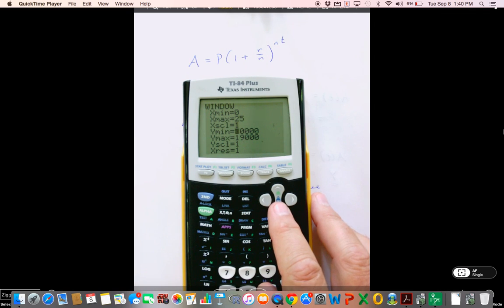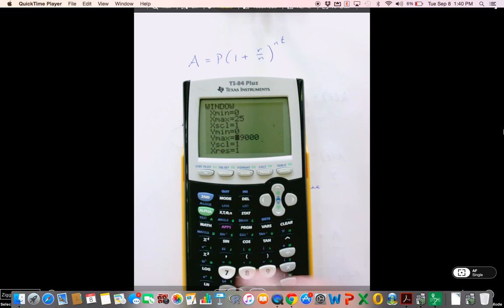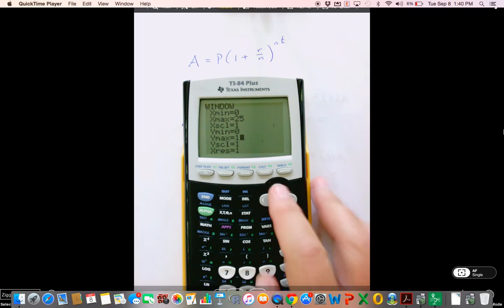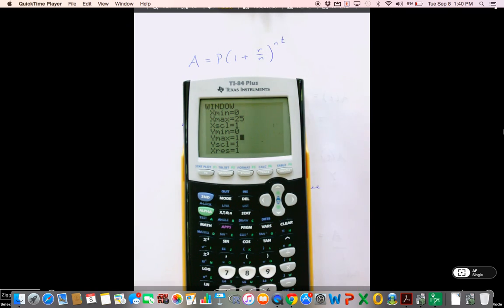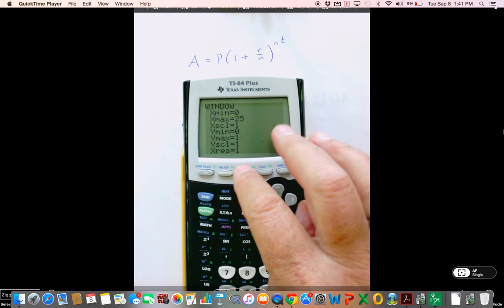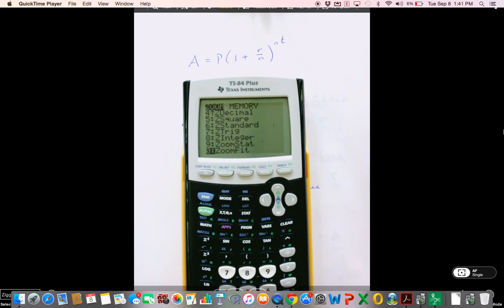And I want to come into my y, and again, I just want to set it 0 and 1. Doesn't matter as long as my y max is bigger than my y min. It doesn't matter what I put here, because I'm going to adjust my y by using zoom fit to give me the best picture for both functions. So notice what happens.